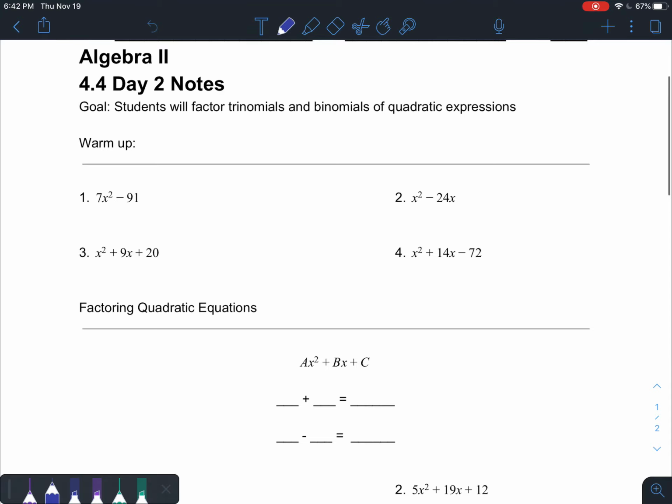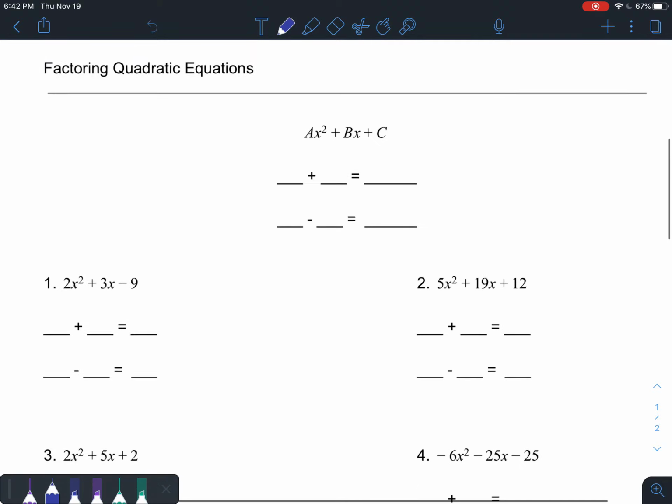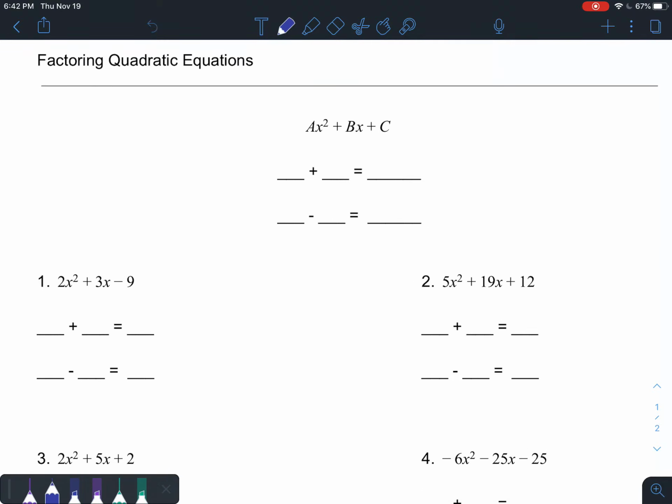Today we're talking about factoring trinomials and binomials of quadratic expressions. I'm actually going to skip through these warm-up questions. If you need warm-up, you can go back through the other notes or ask about the homework questions.